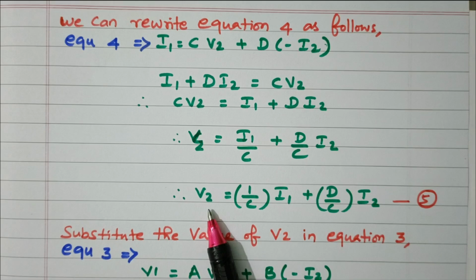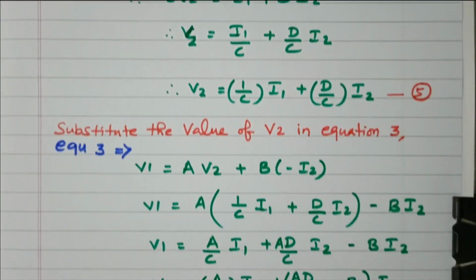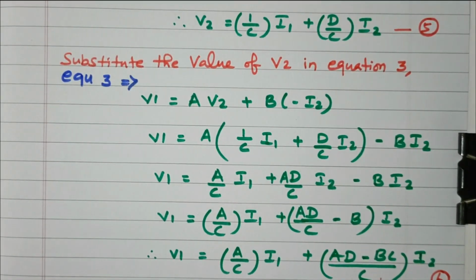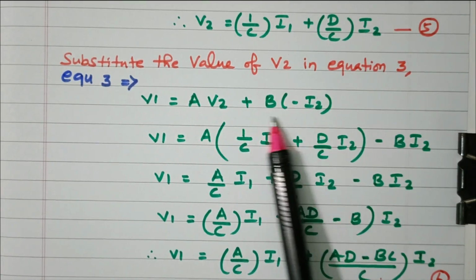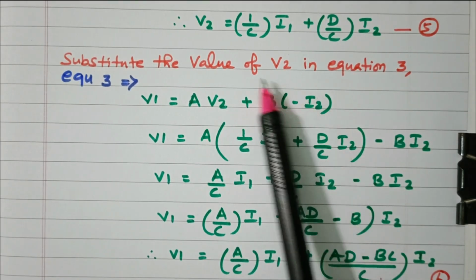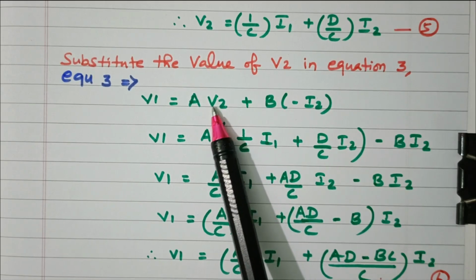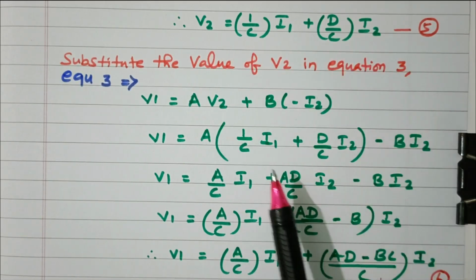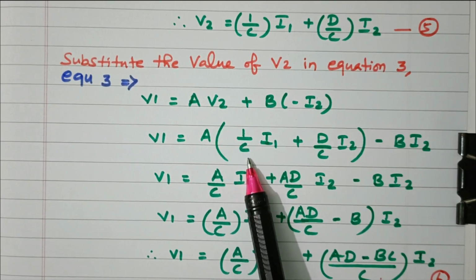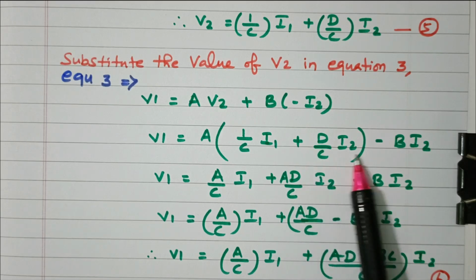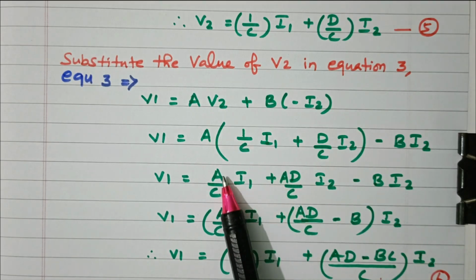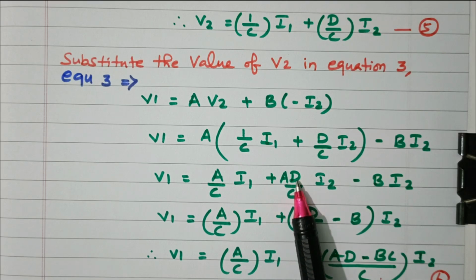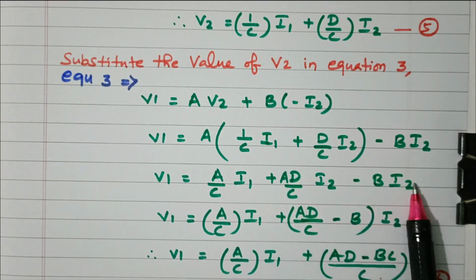Now we are going to substitute this V2 value in equation 3. What is equation 3? Equation 3 is V1 equal to AV2 plus B of minus I2. In this we are going to substitute the V2 value, from equation 5. So V2 is replaced as 1 by C I1 plus D by C I2, minus B I2. Now multiply this A inside. So A by C I1 plus A into D divided by C into I2 minus B I2.